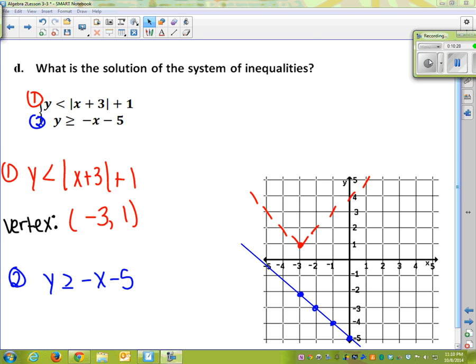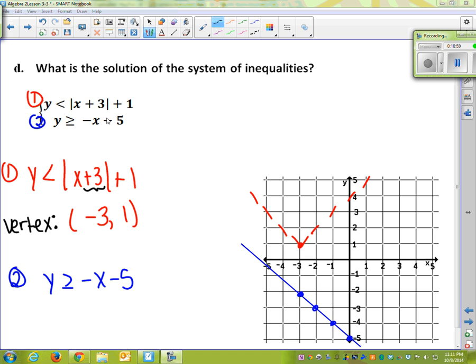Here's the graph of my two equations. The red equation was the absolute value, so I first identified the vertex. The x value is the opposite of what's inside, and the y value is the same as the outside. So I went left 3 and up 1. There was no negative sign, so that indicates it points up, and it's dashed.